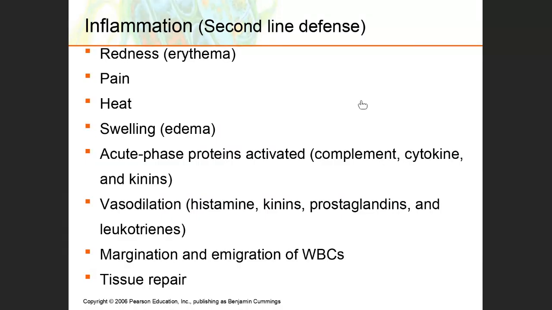Inflammation is a defense mechanism. Now, most people think inflammation is bad, and sometimes it is. But the idea behind inflammation is your body is trying to bring your immune system to that site of infection or injury. But there are symptoms, and we don't like the symptoms: redness, also known as erythema, pain, heat, swelling, also known as edema.